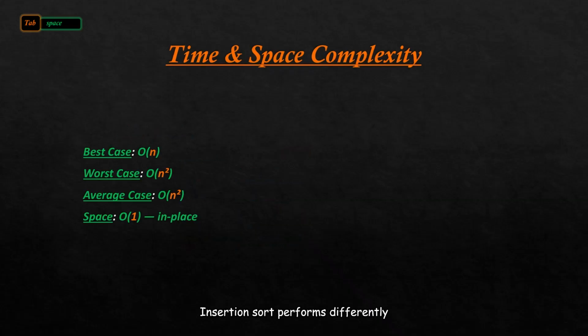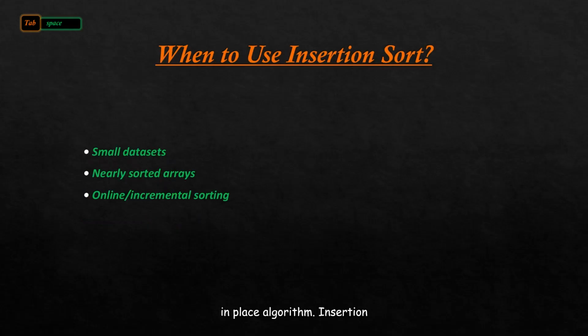Insertion sort performs differently depending on the input. In the best case, when the array is already sorted, it runs in linear time. In the worst case, such as when the array is reverse sorted, it takes quadratic time. The average case performance is also O(n²). However, it has an advantage. It uses only constant extra space, making it an in-place algorithm.